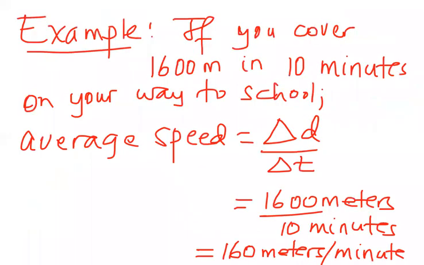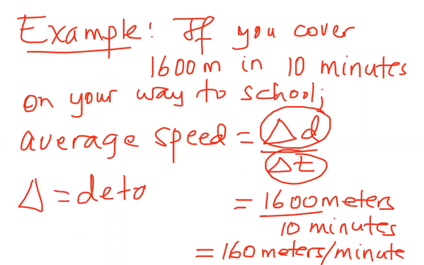So for example, if you cover 1600 meters in 10 minutes on your way to school, thinking about a nearby school, about 1 mile, that's 1600 meters, and you take 10 minutes to walk to school, or maybe walking fast to school, then your average speed will be distance covered. We are going to write distance covered as delta D, over delta T. This triangle here means delta. It means change, so change in distance.